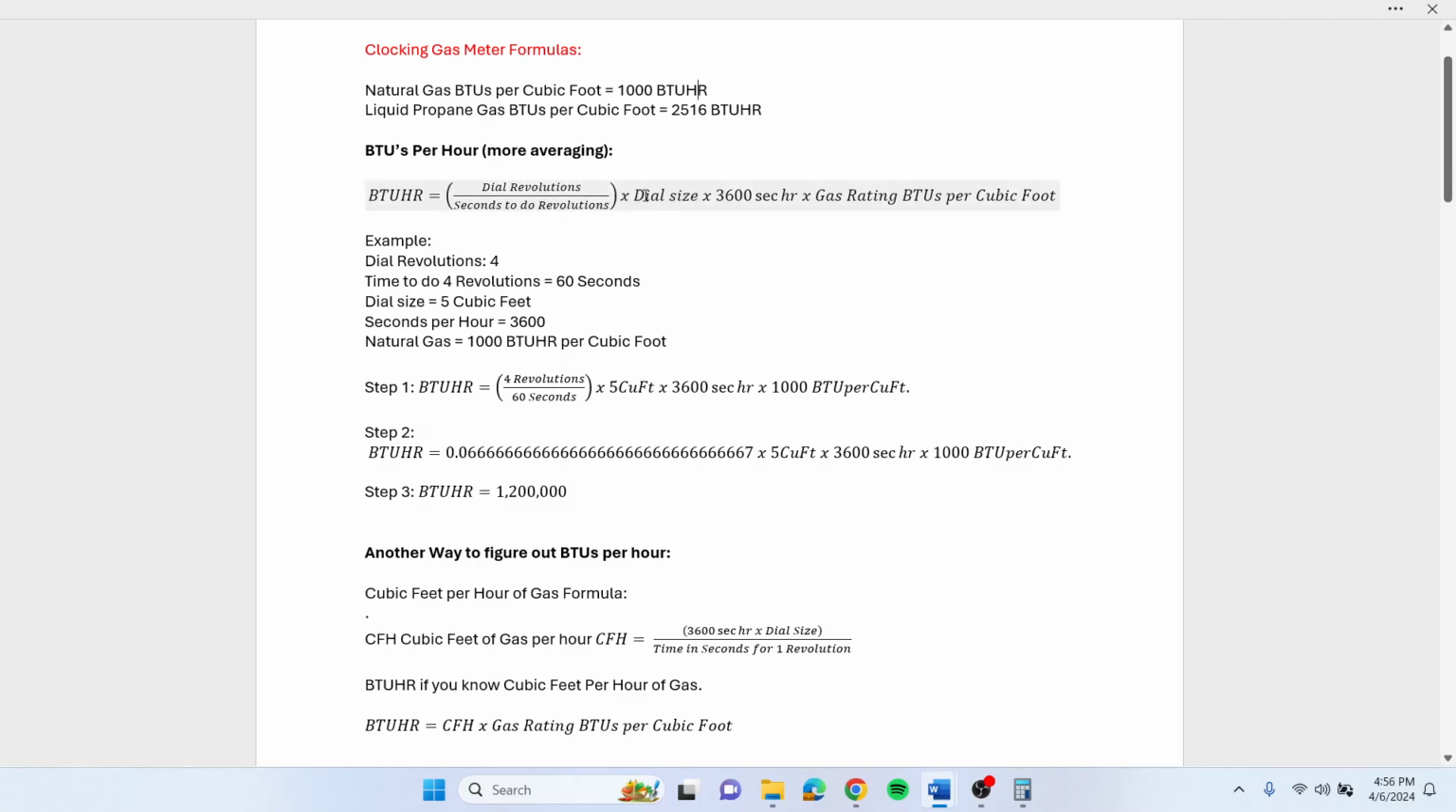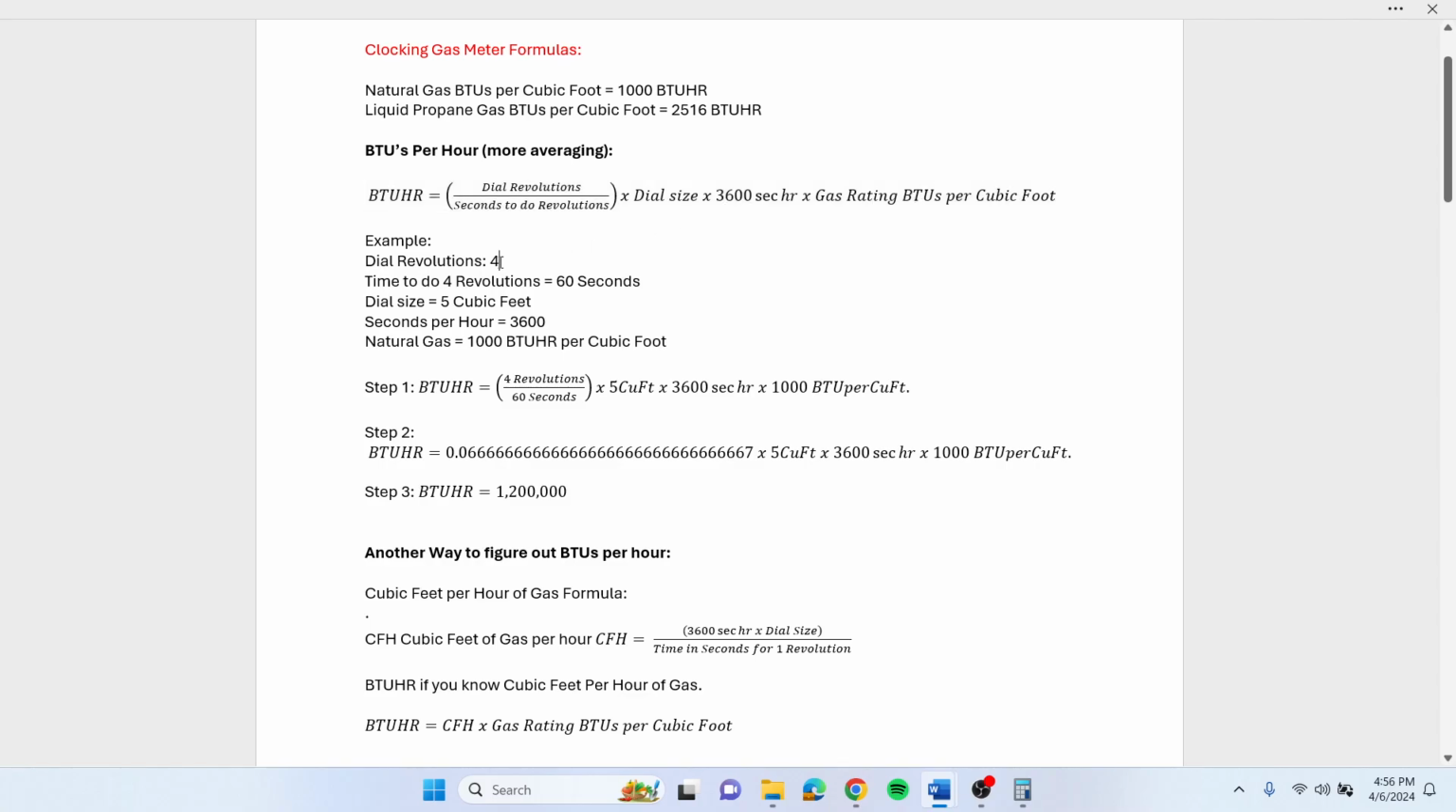On a gas meter, you're going to have different dial sizes. On a smaller one, you might have a 1 cubic foot dial. You could have a 5 cubic foot dial. And then you take that times 3,600 seconds an hour, because that's how many seconds are in an hour, times your gas rating BTUs per cubic foot. So if it's natural gas, you take that times 1,000. If it is LP, you take it times 2516.